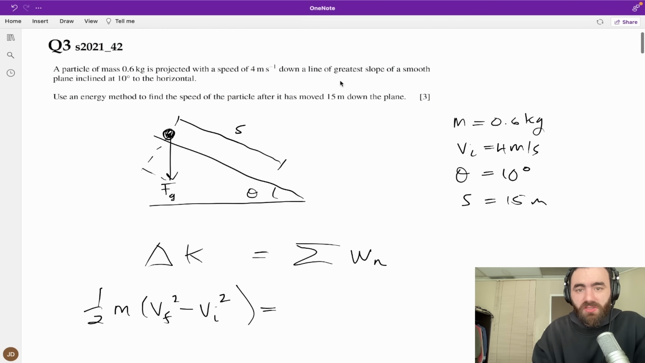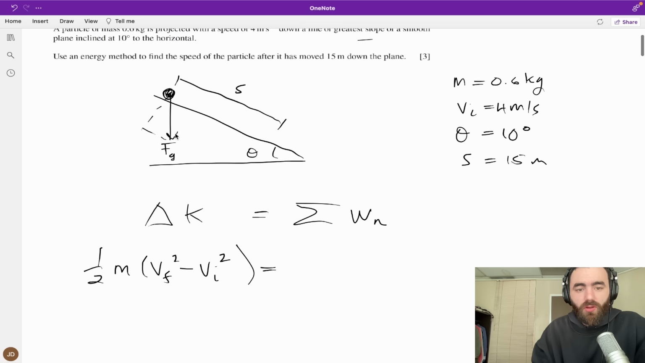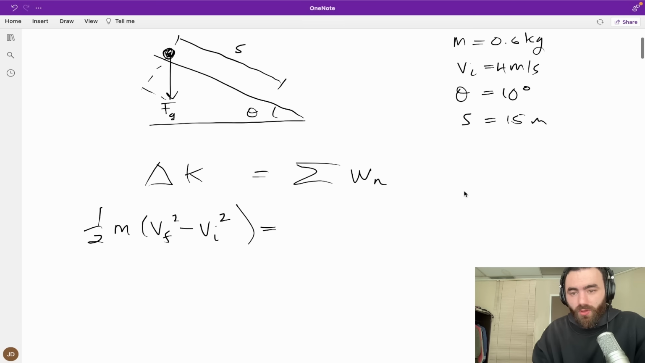We have no resistance force, it's a smooth plane, and we have nothing else. The only force is this force due to gravity. And so we need the work done by the force acting in the same direction as our displacement. This is going to be the force due to gravity acting down the slope. The work done equals Fs.